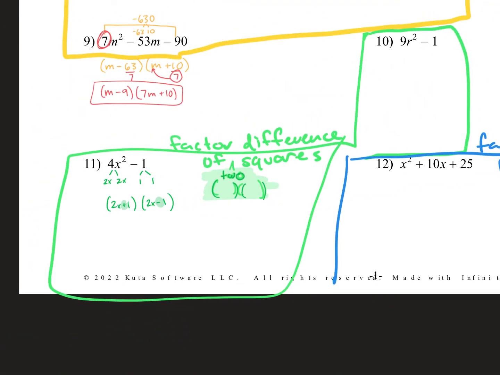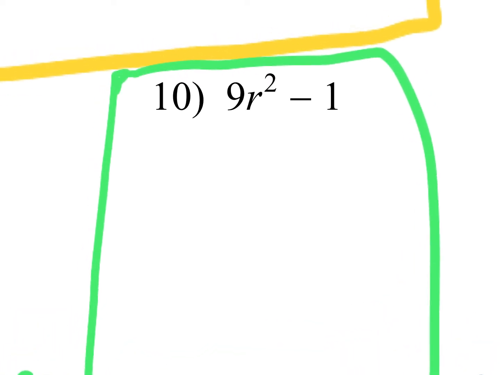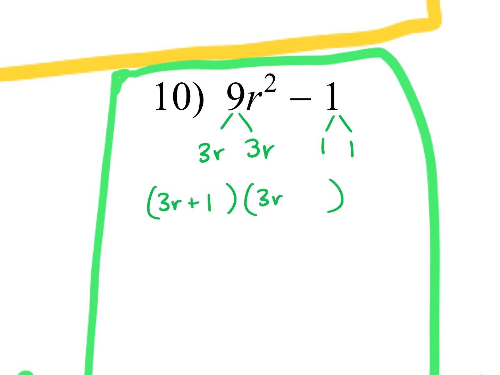Let's look at 10. So going backwards to 10. What times what gives us 9r squared? 3r times 3r. And what times what gives us 1? 1 times 1. So what's going to go into our two sets of parentheses? 3r plus 1 and 3r minus 1. Awesome.